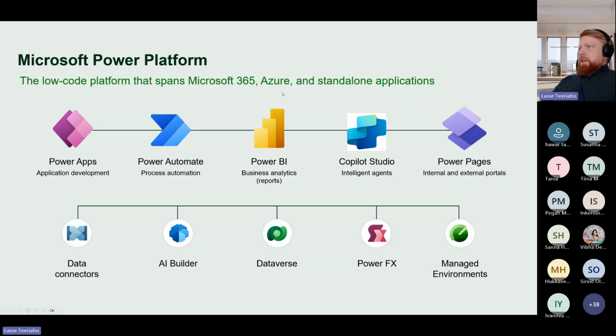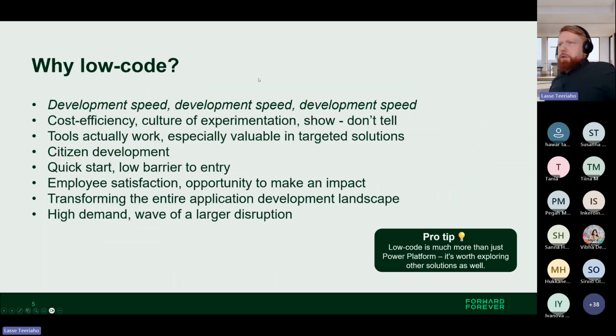But let's dive into these one by one, or actually first a couple of words about why we should be using low code tools. I think first and foremost it's all about development speed. It is really quick to build apps and automations with Power Platform. And when we are able to build these quickly, it also gives us cost efficiency. It does not take that much time, so it ends up being a bit cheaper than building these from scratch with Pro code.